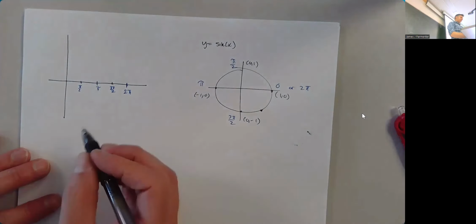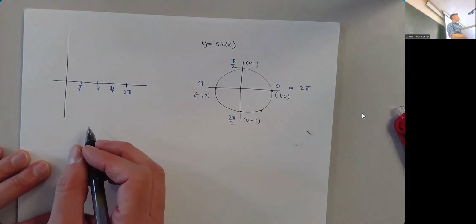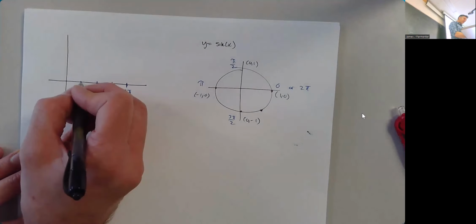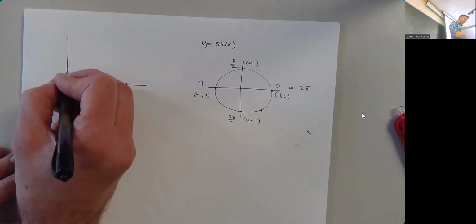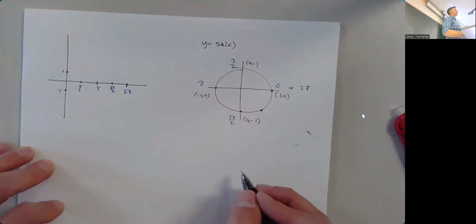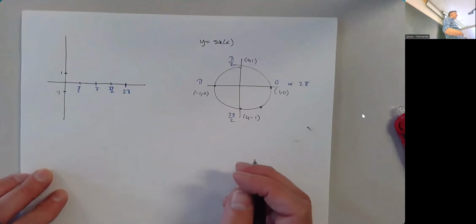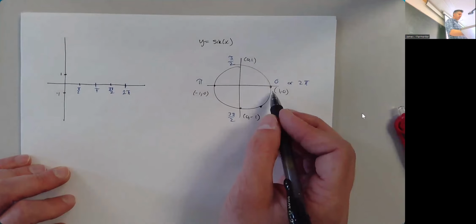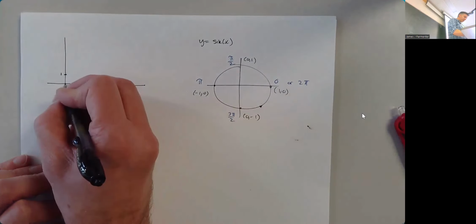My y-axis scale is probably a little larger than it should be when I draw it. Pi over 2 is about 1.5, but I usually make my mark about the same height up. Really it should be, that's probably a little bit better. That's close, but again, I probably exaggerated my y-axis a little bit. No one's checking. Okay, for 0 radians, the sine value is 0.